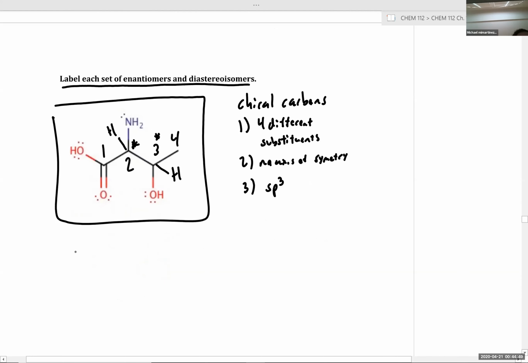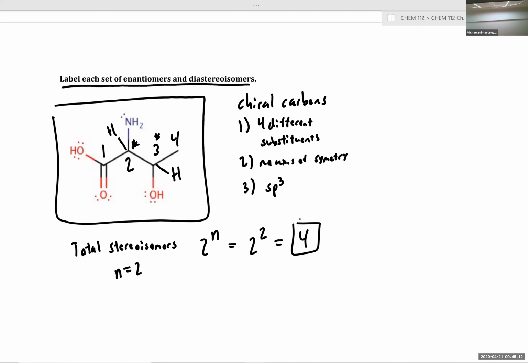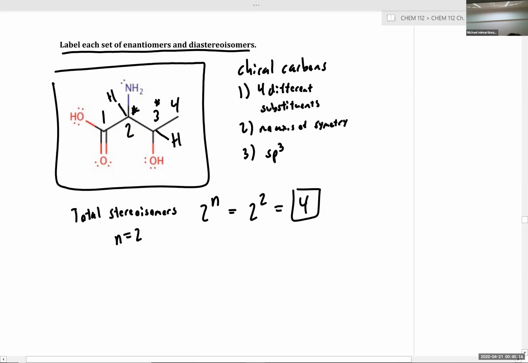Okay, so in terms of our total stereoisomers, it's 2 to the n. So n is equal to 2 because we have 2 chiral carbons. So we're going to take 2 squared, and that gives us 4. So you know at maximum, we will have to draw a total of 4 structures.